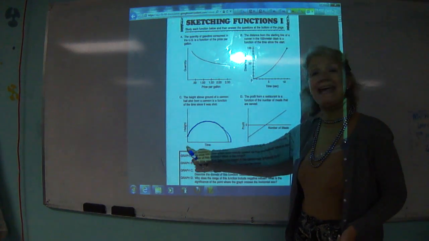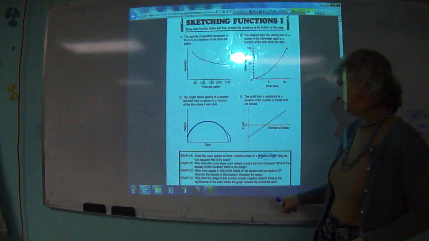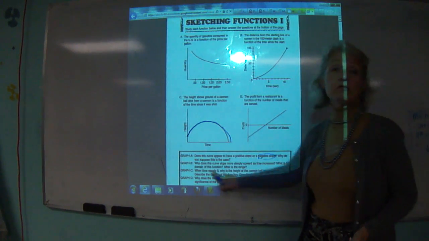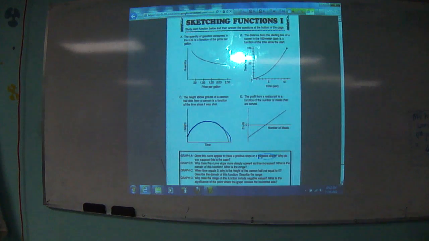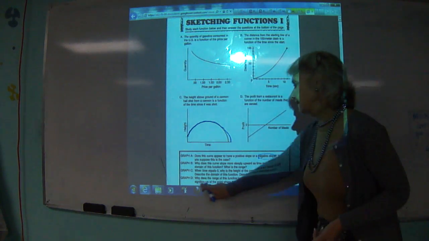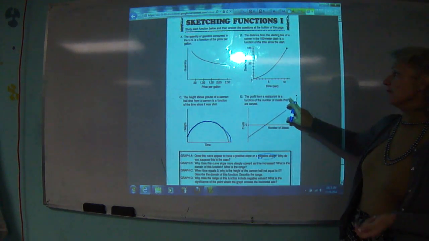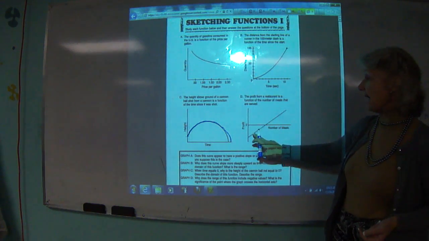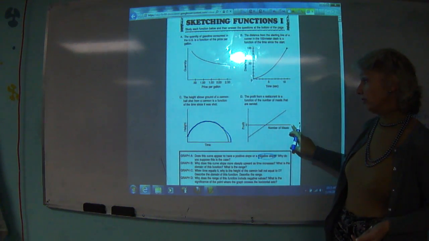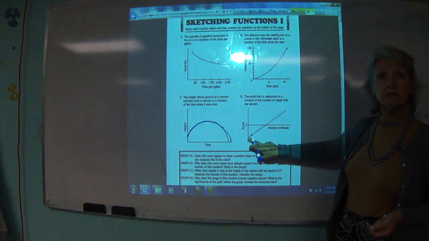Describe the domain of the function and describe the range. Domain goes with x. Range goes with y. Because I asked you. Okay. On graph D, the profit from a restaurant is a function of the number of meals that are served. But what's happening? Profit is right here. Why does it start down here?